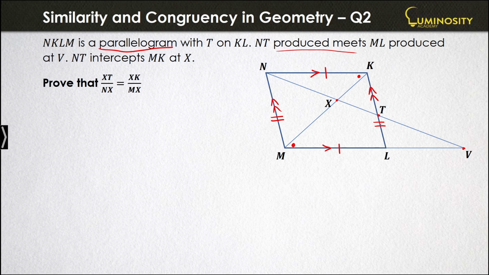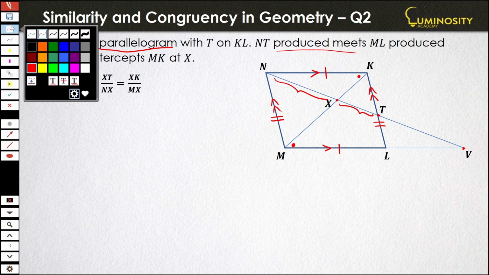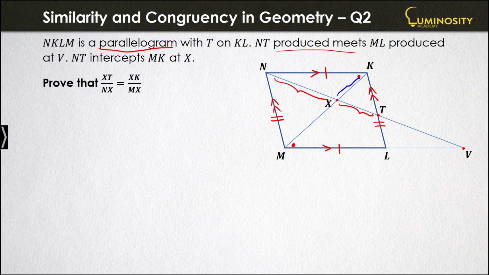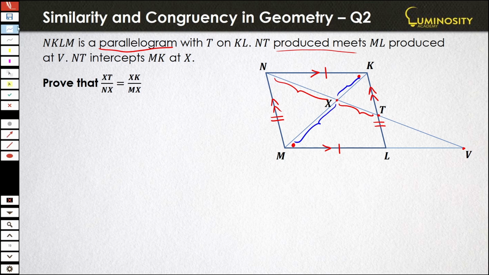Okay, so we want to first prove that XT, which is this distance here, over NX, which is this distance here, is the same ratio as XK, which is this distance over here. So let's do it in another color. XK, this distance here, over MX, which is this distance here. All right, so how do I start a problem like this?